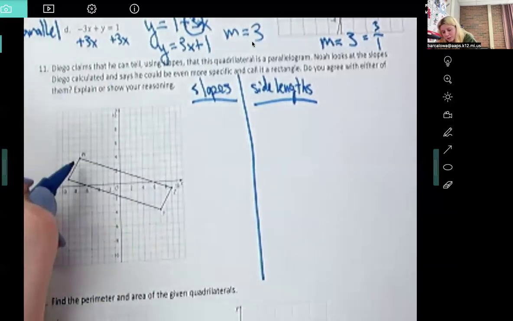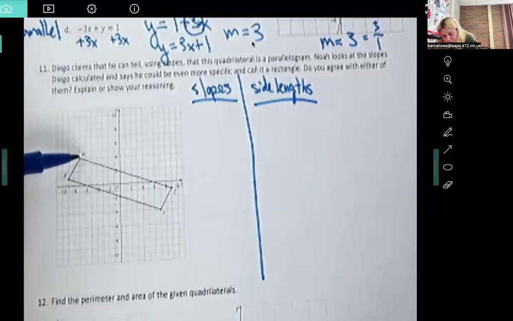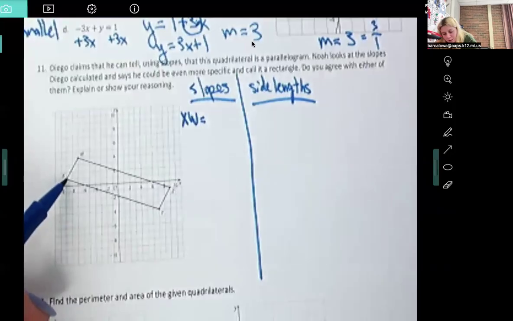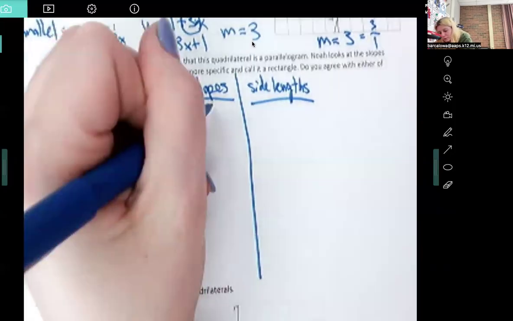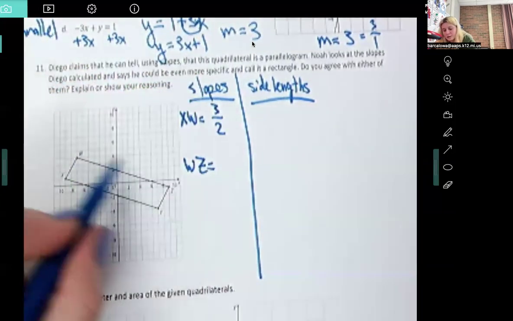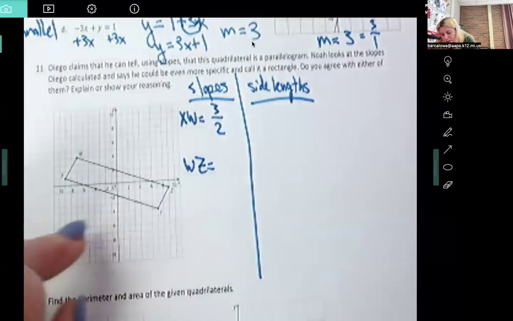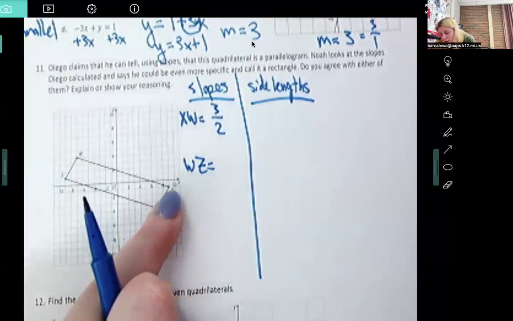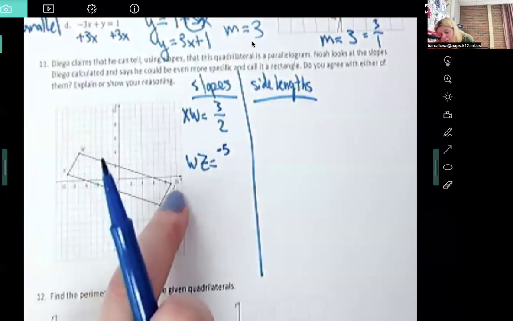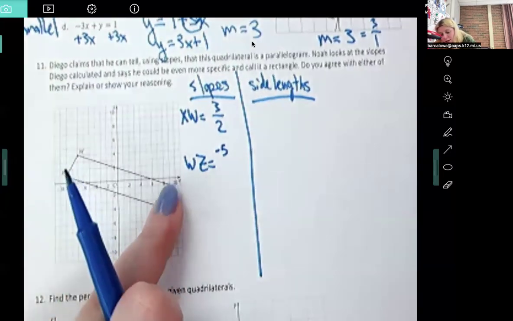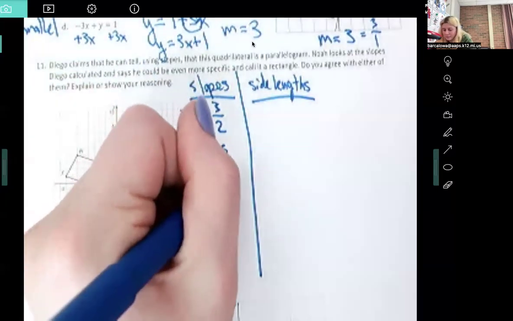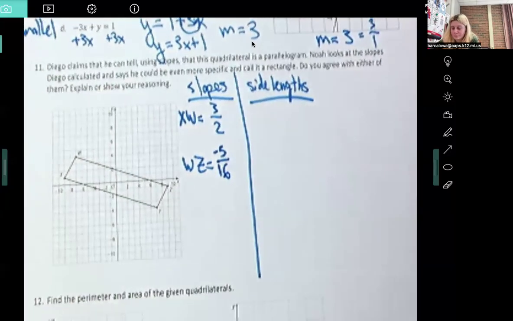Okay, so for slopes, let's do from x to w. Okay, I'm going up 1, 2, 3 over 2, so 3/2. From w to z, again, you can subtract your x and y coordinates if you want. So this would be -1 minus 4, -5 over 9 minus a -7, which would be 16. You get the same if you count as well.